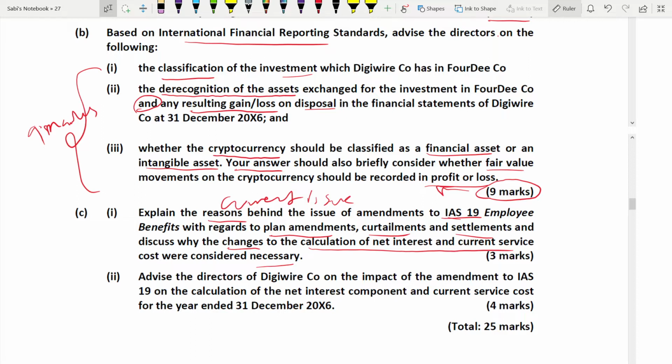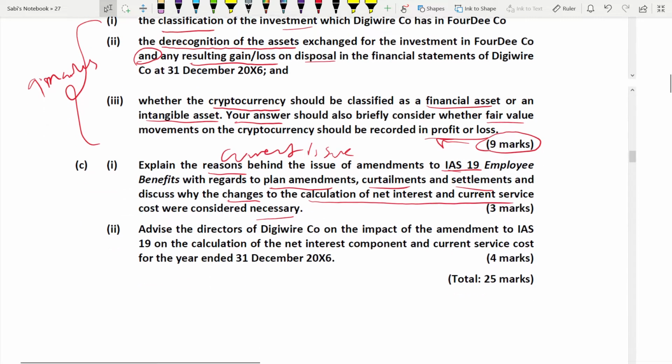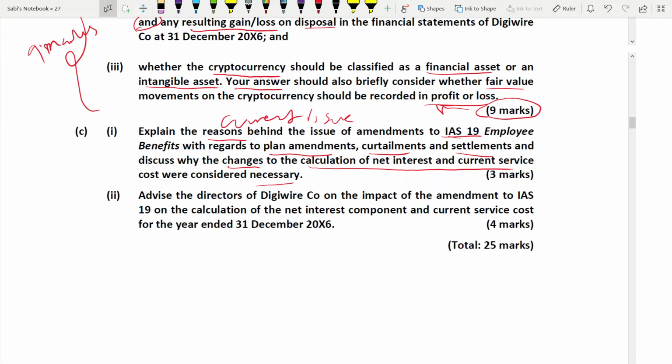For this you need to go through the changes in your syllabus. In your syllabus, under the summary of changes, it's there that there has been an amendment to IAS 19. Then you will know exactly what this amendment is and why. Your purpose is to explain the reasons why it was amended. I have recently made a video on the SBR changes in the syllabus, so make sure that you go through the video. To know the changes is to know the current issues. Before going to the exam hall, make sure that you go through that syllabus change.